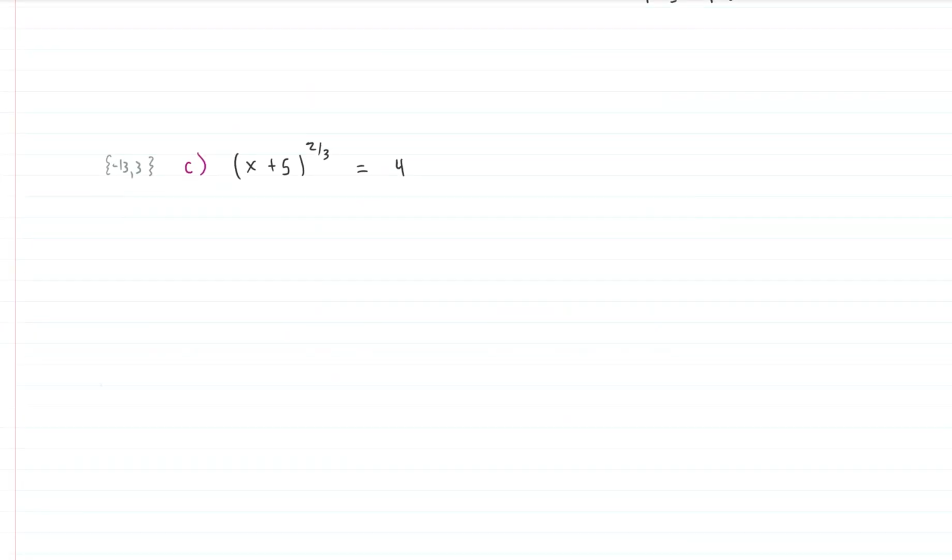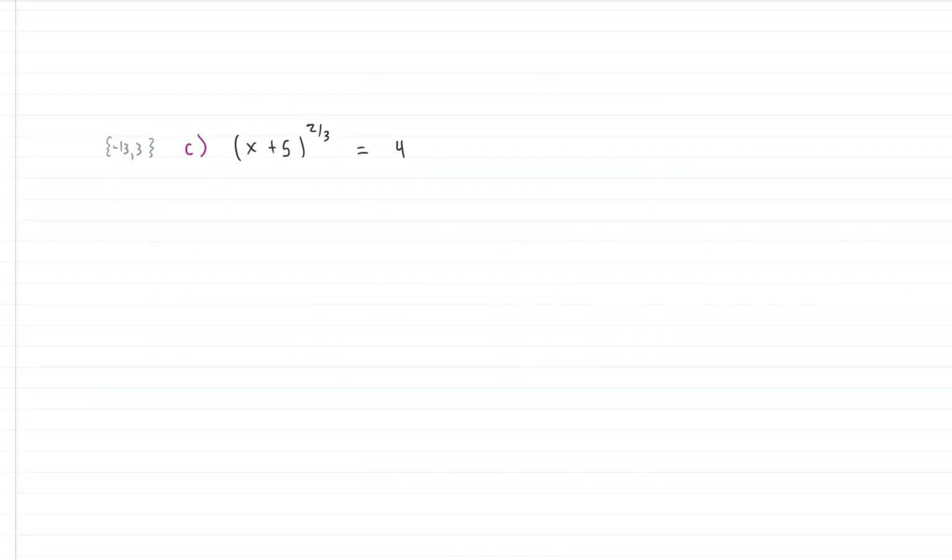Let's try another one. So this looks a little bit different, right? We don't just have x raised to some power, but we do have just some quantity raised to a power. That's a fractional power. So it still fits the form. So we can just start by what we did before and flip the exponent and raise both sides of the equation to that flipped exponent. And because we're taking the square root of both sides, which is seen by the 2 in the denominator, we need to add the plus or minus.